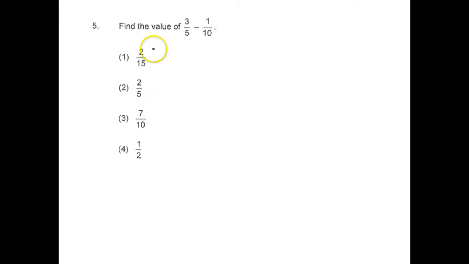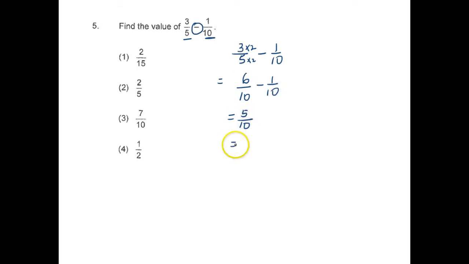Question number 5. Find the value of 3/5 minus 1/10. So when we add or subtract a fraction, we make sure that our denominators are the same. So 3/5 minus 1/10. To make the denominator the same, the 3/5, I need to make the denominator 10. 5 times 2 is 10, so 3 times 2 is 6. So 6/10 minus 1/10, which is 5/10. Simplest form is half. So option number 4 is my answer.